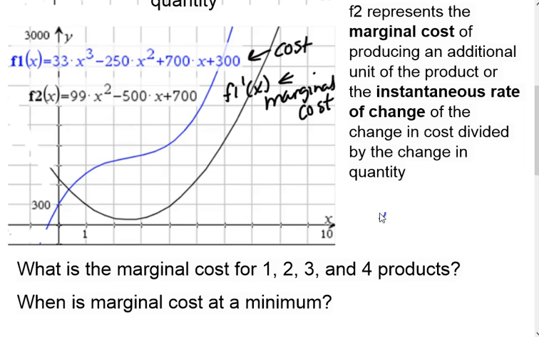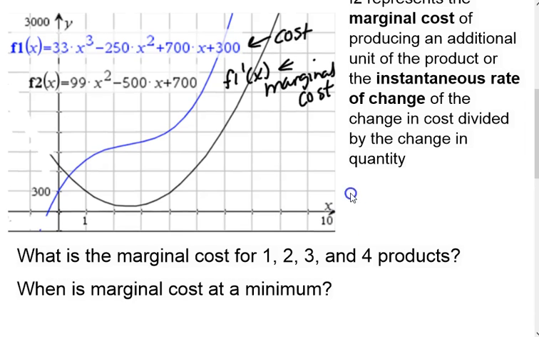So I want that to be as little as possible, obviously. I want my cost to be minimized. So how do I find those values? So we could compute marginal costs for 1, 2, 3, and 4 products. So I'm going to call this f1 prime of x. So f1 prime of 1, f1 prime of 2, f1 prime of 3, and f1 prime of 4.